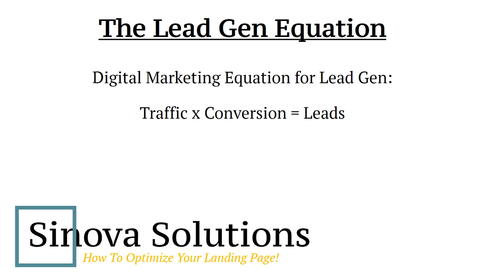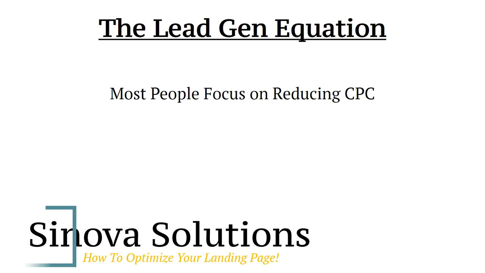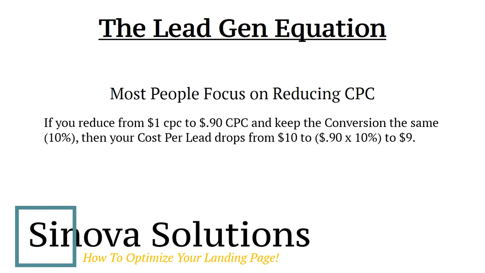So again, the digital marketing equation for lead generation is traffic times conversion for your leads. So let's break it down a little bit. If your average cost per click is $1 and you're converting 1 out of 10 people who go to your site, then your cost per lead is going to be $10. And again, most people like to focus on reducing their cost per click. So in this example, let's say you drop your cost per click by 10%, from $1 to 90 cents. If you do that and you keep the conversion the same, then your cost per lead is going to drop from $10 to $9.